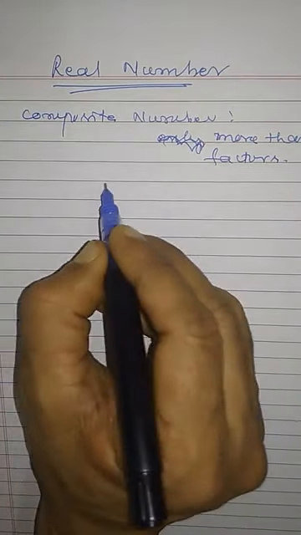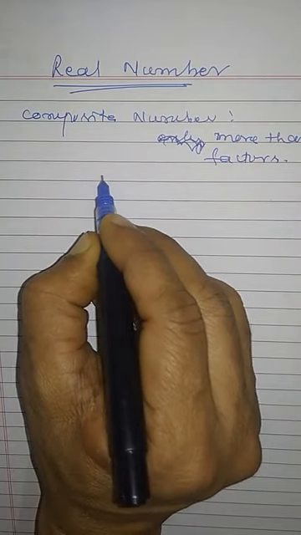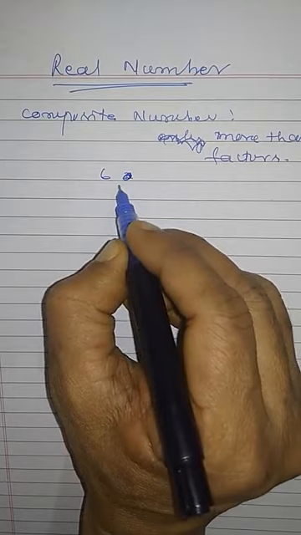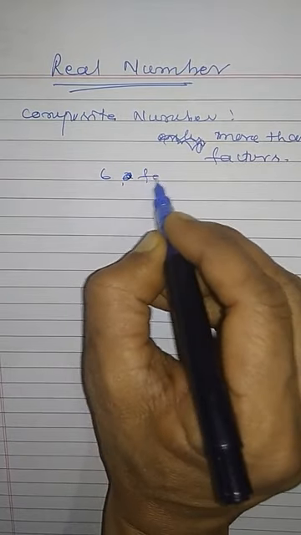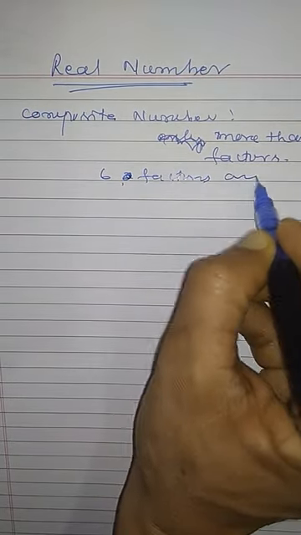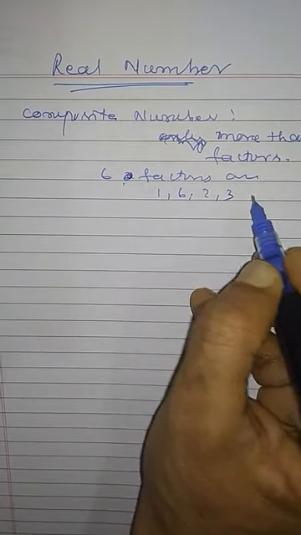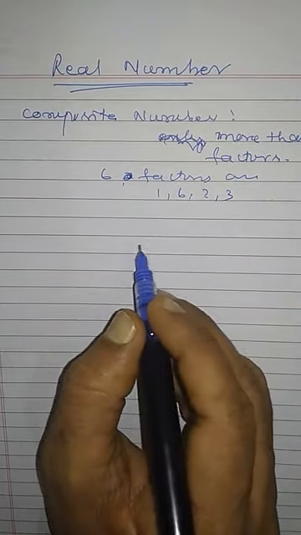For example, 6. What are the factors of 6? Factors are 1, 6, 2, 3. So it has more than two factors itself. So 6 is a composite number.